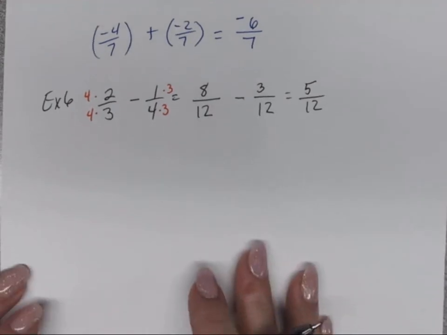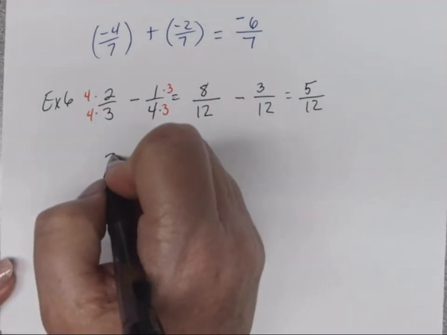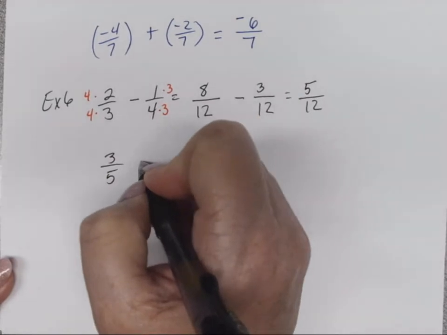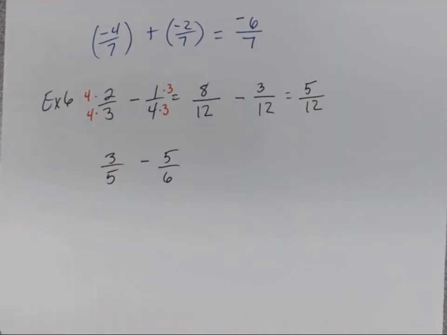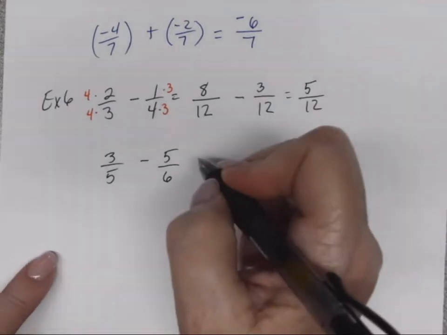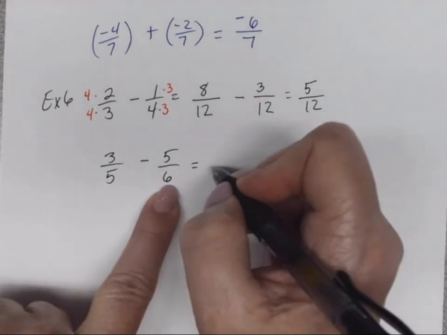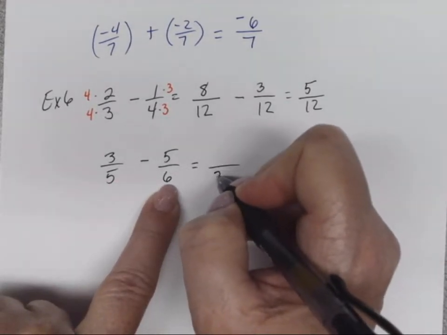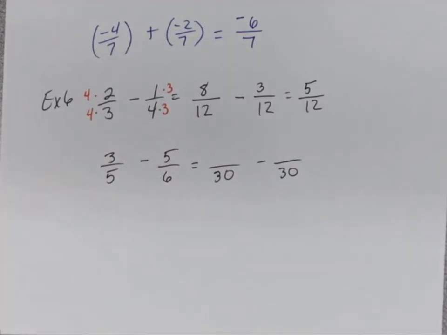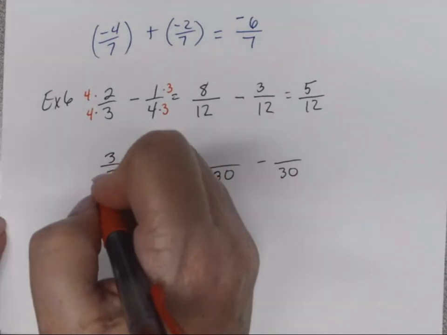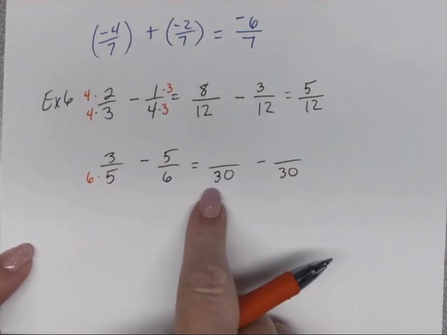All right, let's look at another example. So if we have 3/5 minus 5/6, again, we have to find a common denominator. So if I take 5 times 6, I'm going to get 30. So I'm going to have two fractions with the denominator of 30. I did 5 times 6 to get to 30.